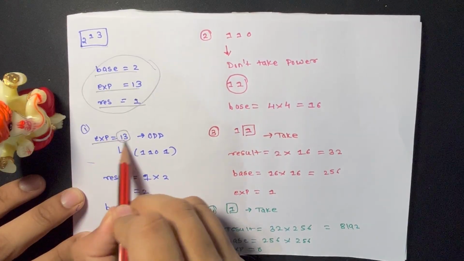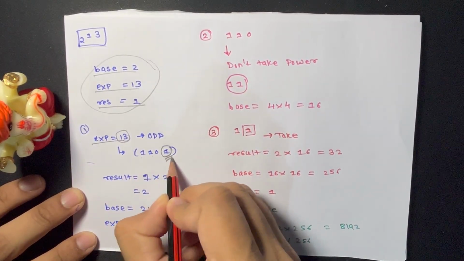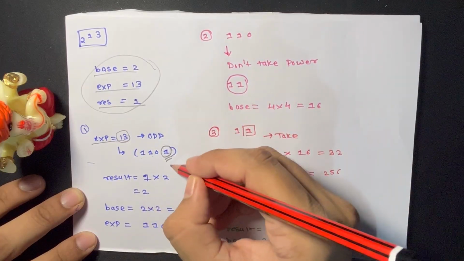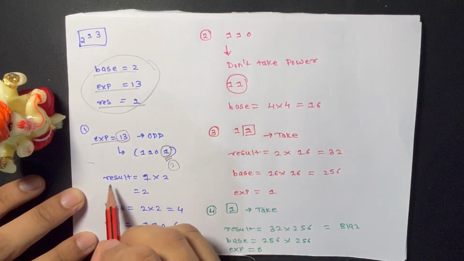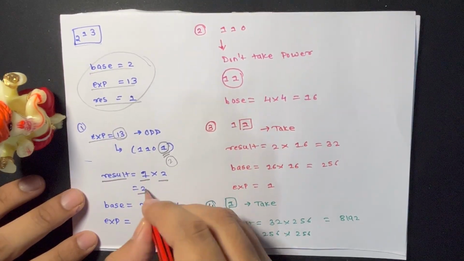So exp is 13, which can be written in binary as 1 1 0 1. The last bit is set here, so we take this power of 2 in our answer. So result is equal to 1 into 2 to the power of 1, which is 2 only.